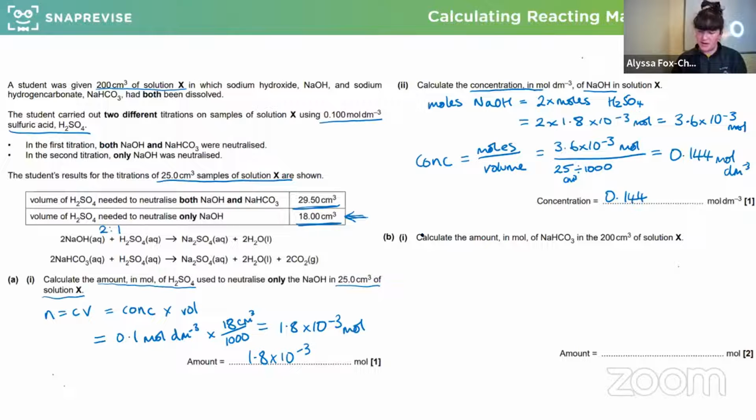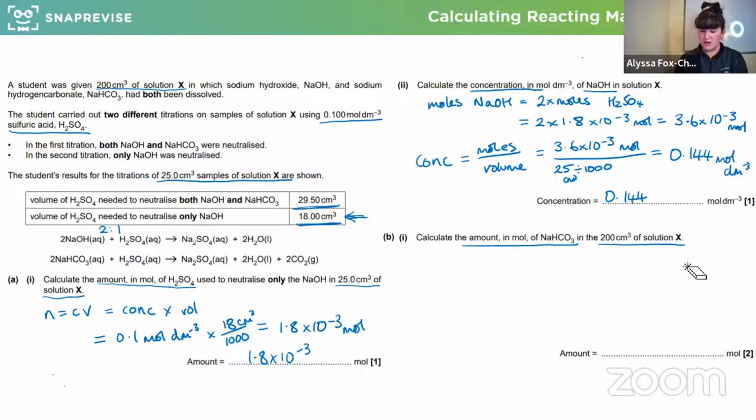So part B(i) says calculate the amount in moles of NaHCO3. So we've got a couple of things we need to do here. First of all, if you're ever unsure when you come to these questions about what to do, see if you can work out the number of moles of something. That's what we did with part A(ii), about how we can work out the number of moles.